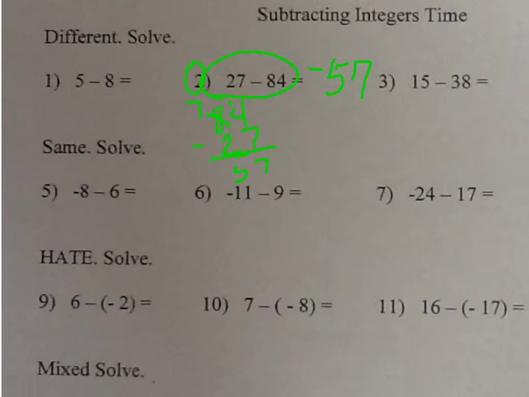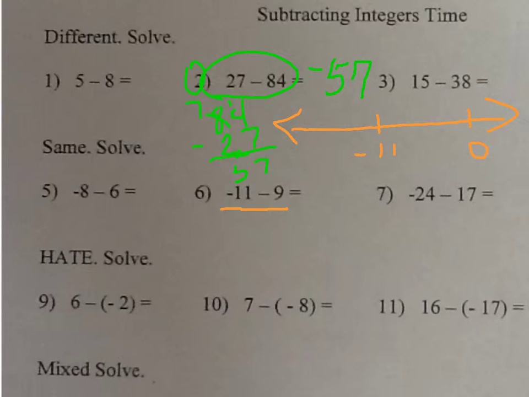Let's skip down to number 6. Number 6, you have negative 11 minus 9. I'm going to continue with the number line concept to help you out. On number 6, I'm going to start at negative 11 and subtract 9 more. So if I draw a number line, I'm going to use a space over here and put a 0 here, and just put negative 11 approximately.